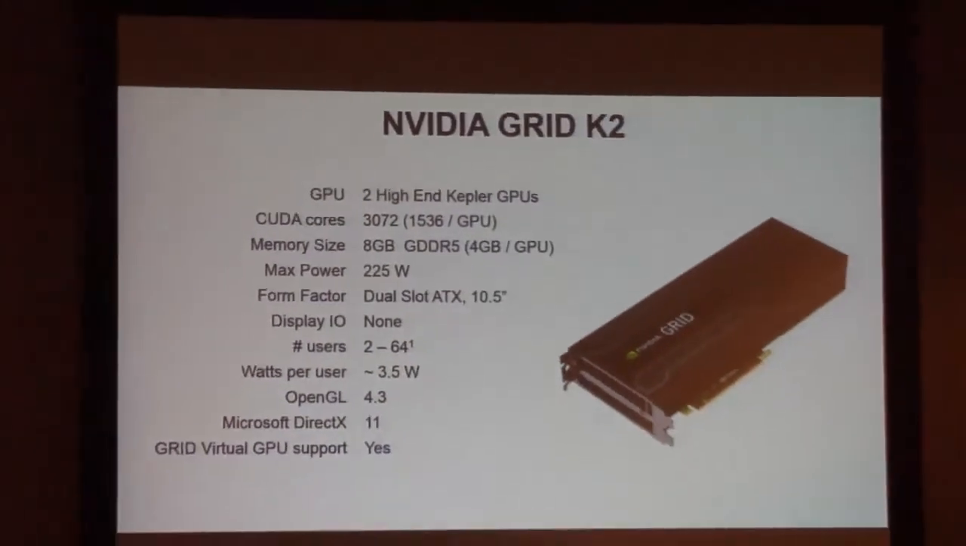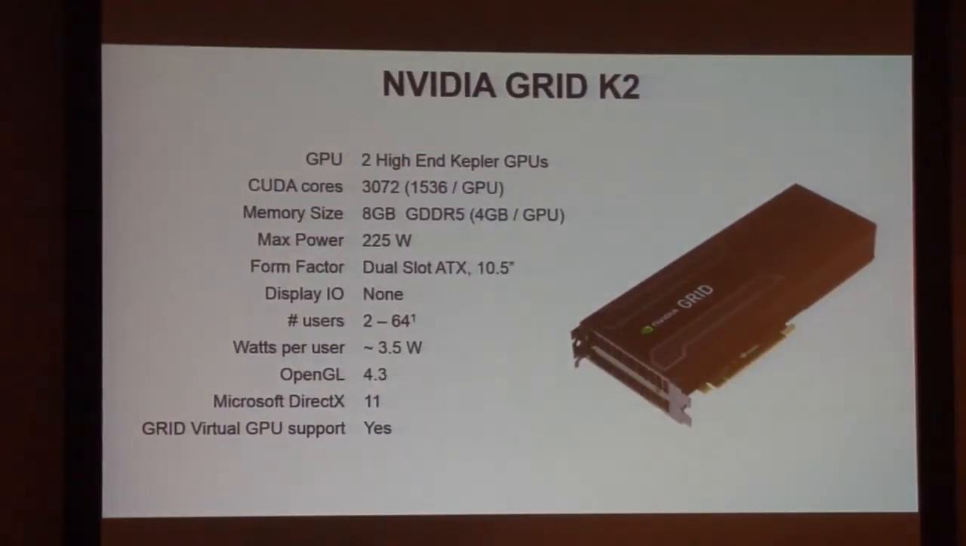NVIDIA was so nice to give us K2 cards, plus they gave us K5000 cards. So I brought this with me. So these are the K5000. This is a K2 card, and what you can see here, it comes with 2 Kepler GPUs. The K1 comes with 4 Kepler GPUs, but they are smaller, with fewer CUDA cores.